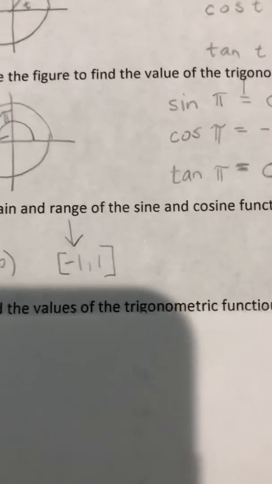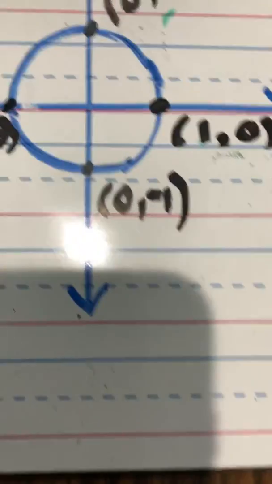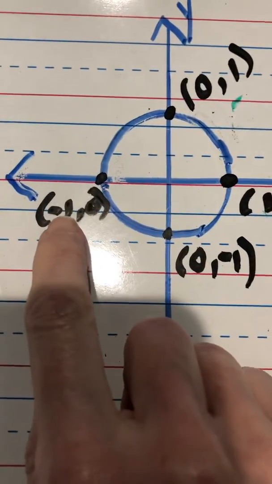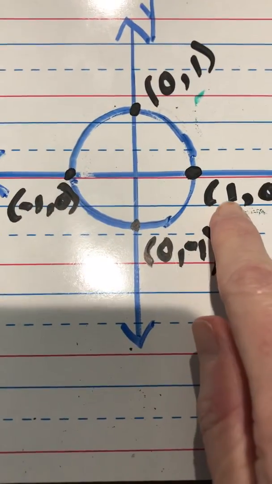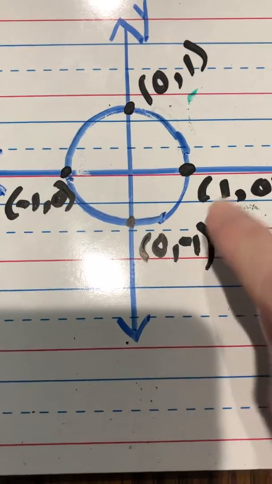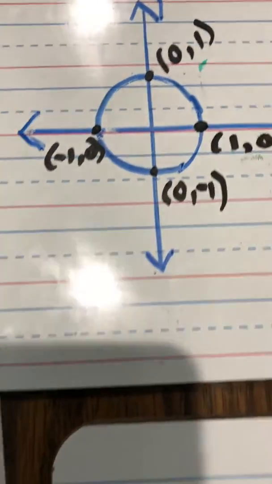The range for both sine and cosine is [-1, 1] with brackets, because cosine goes from -1 to 1. The cosine is the x coordinate, the sine is the y coordinate, so -1 to 1.